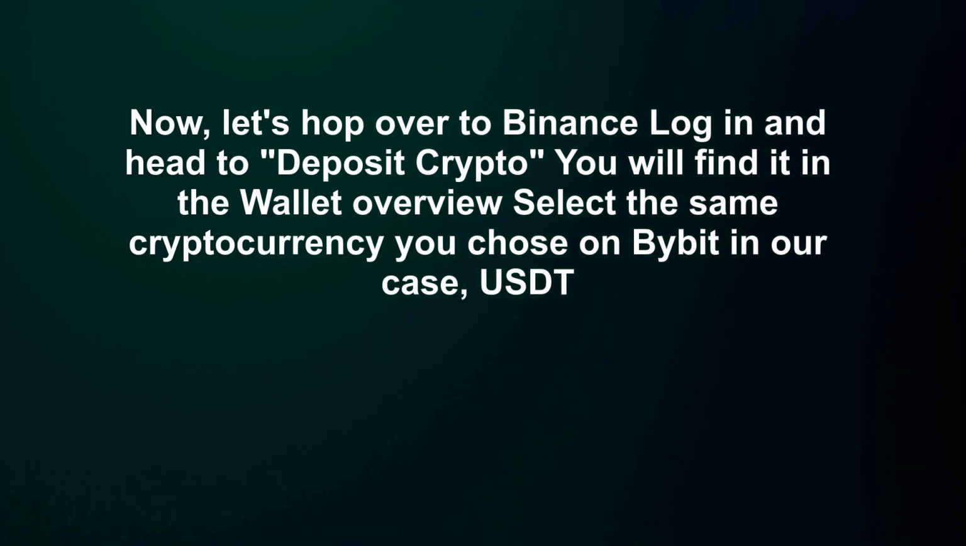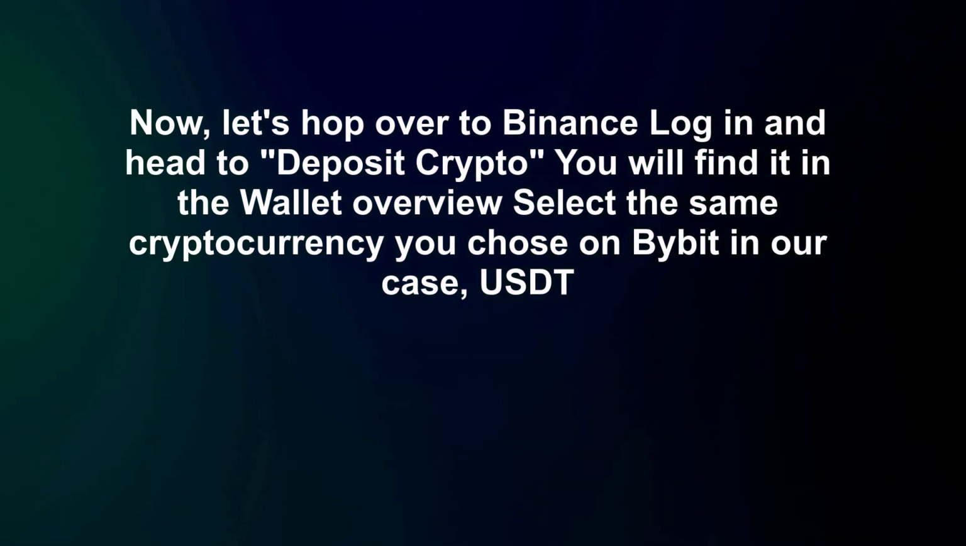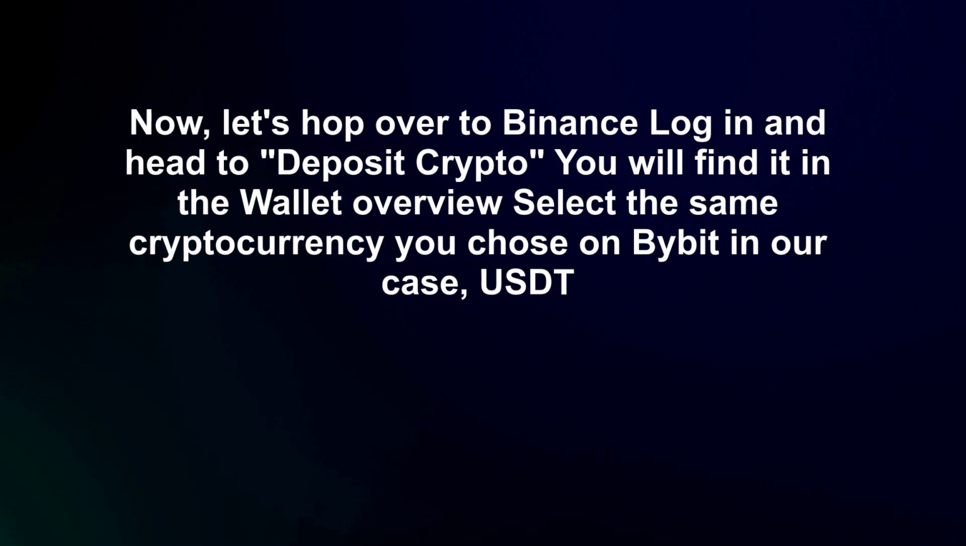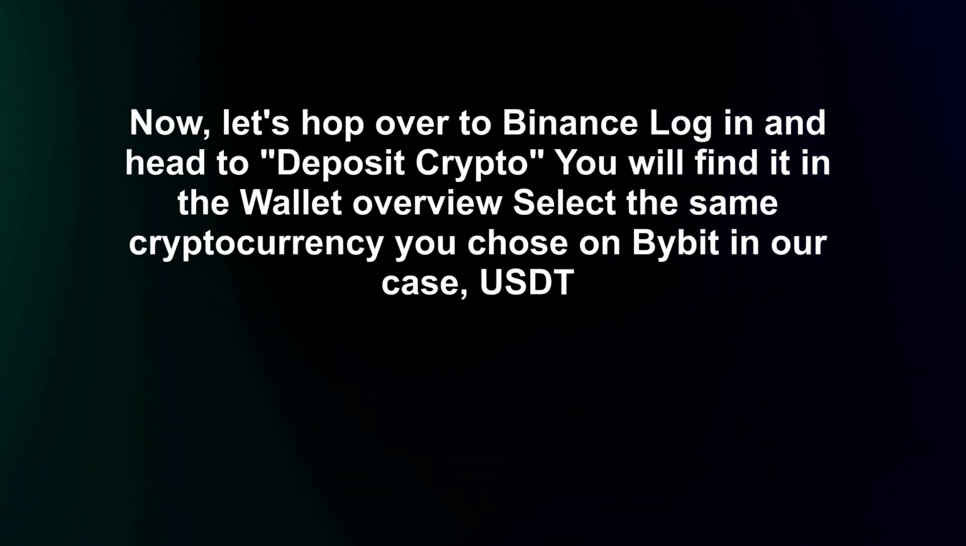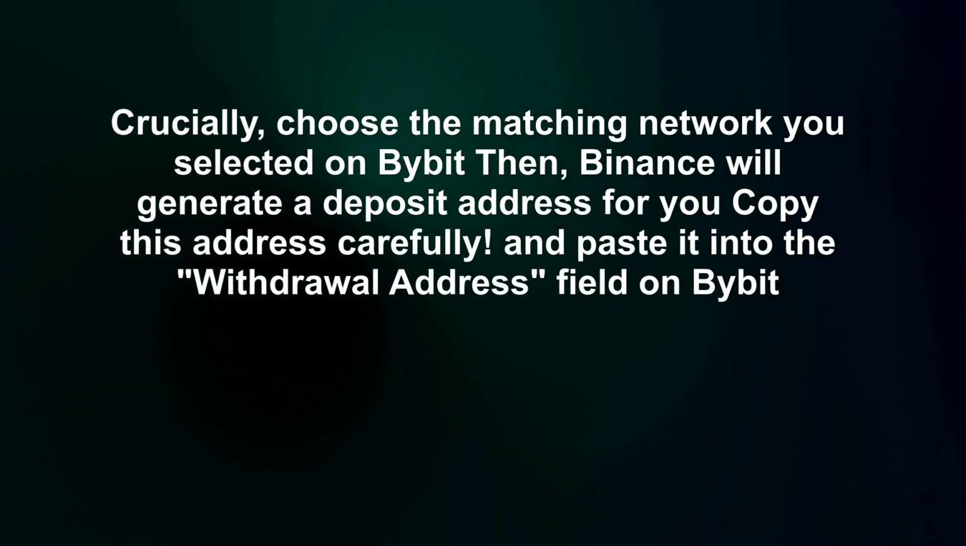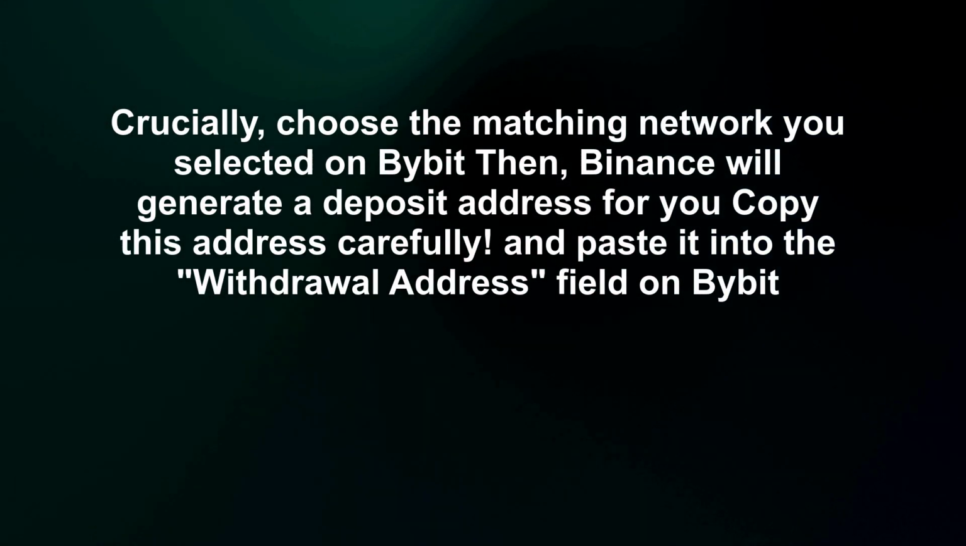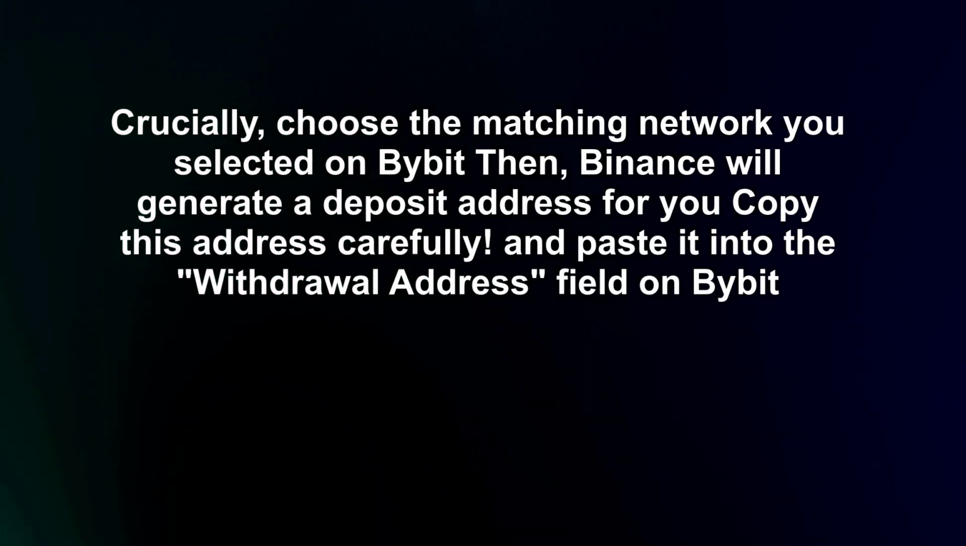Now, let's hop over to Binance, log in and head to Deposit Crypto. You will find it in the wallet overview. Select the same cryptocurrency you chose on Bybit, in our case, USDT. Crucially, choose the matching network you selected on Bybit, then Binance will generate a deposit address for you.